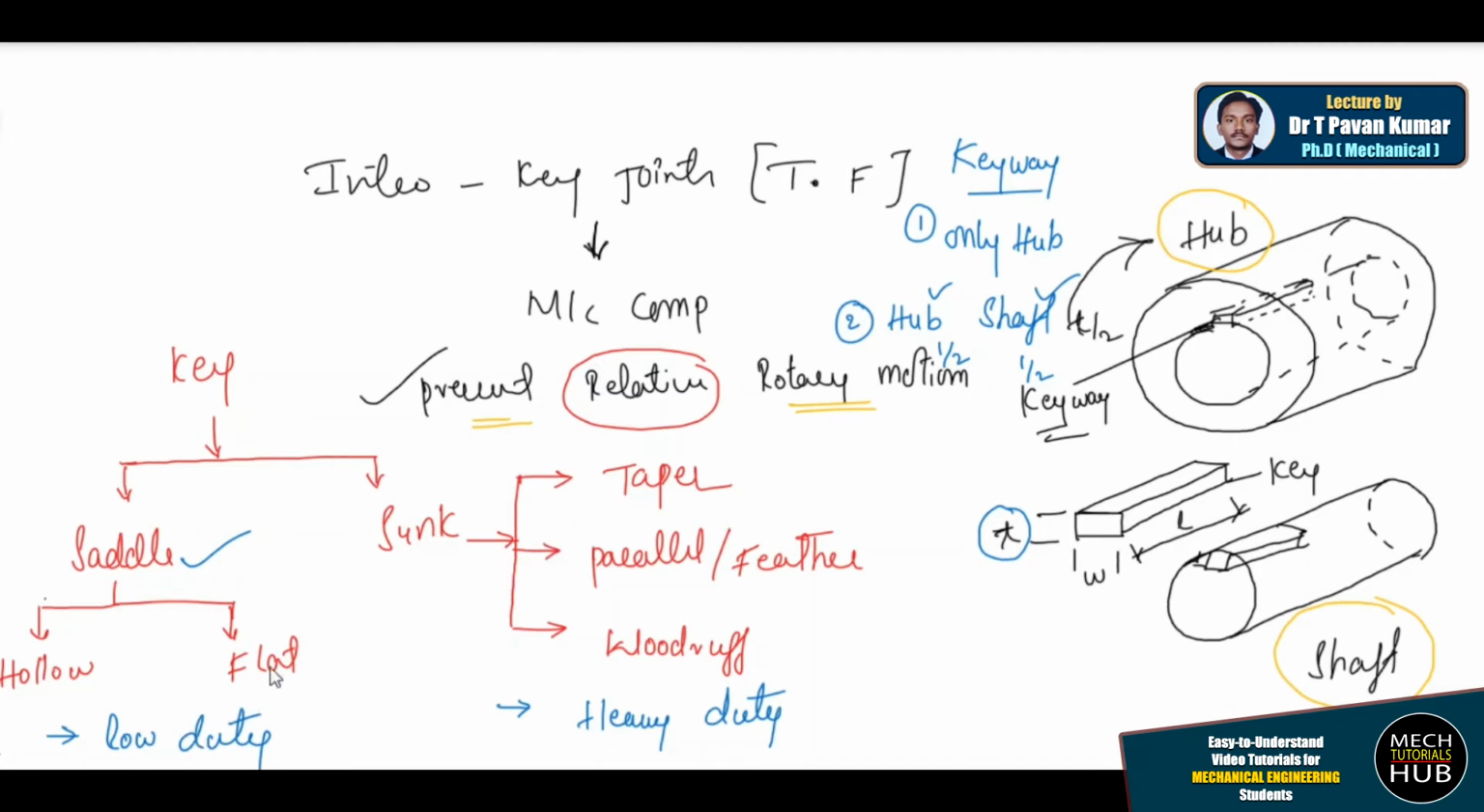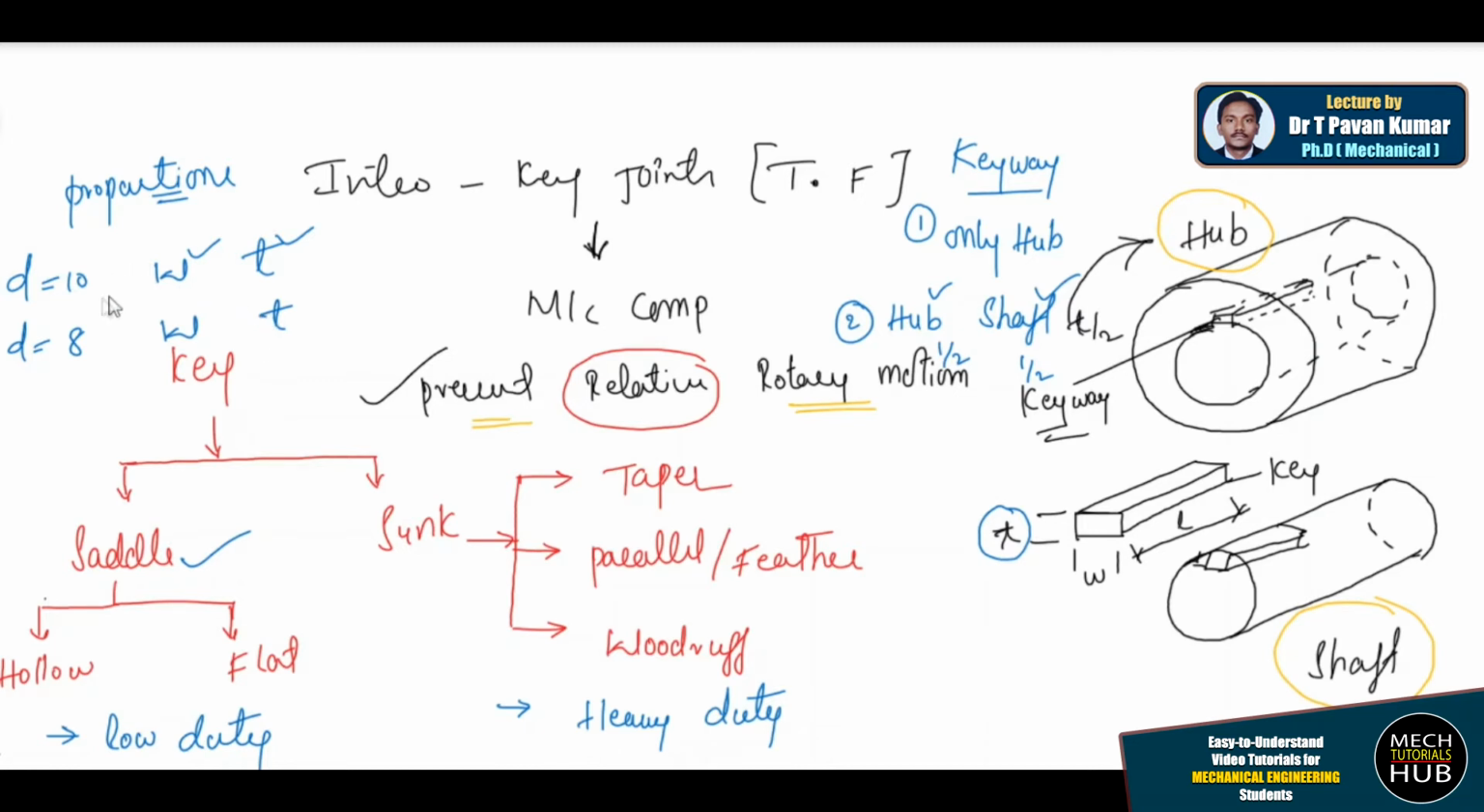Saddle keys are used in low duty applications, and in both cases, whether it is a saddle key or a sunk key, proportions are given. Proportions in the sense, for a diameter of 10 mm, what should be the width and what should be the thickness. For a diameter of 8 mm, what should be the width, what should be the thickness. These proportions are already provided based on research and design criteria. They are given in your text, where you can go through and try to remember them all.